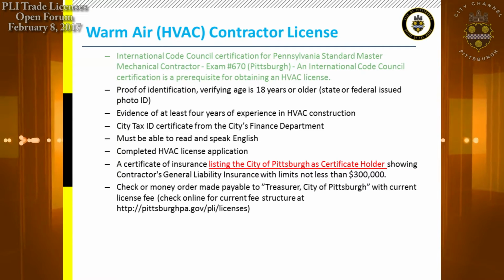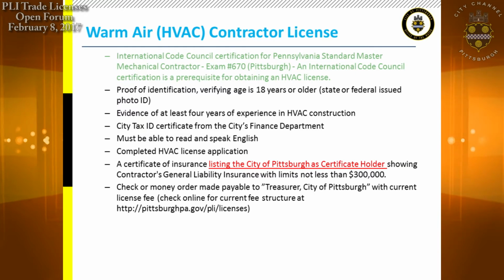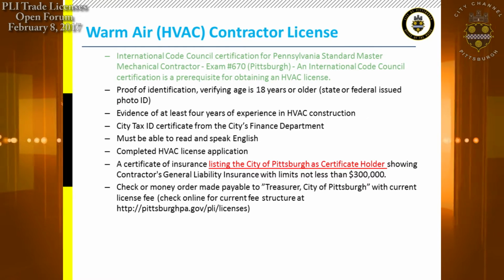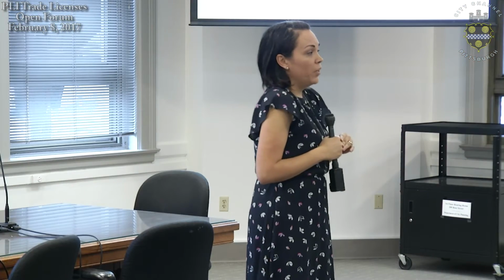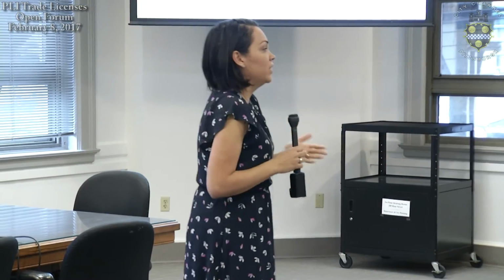Proof of identification or photo ID, state or federal issued. This is because the ordinance requires that we verify that all license holders are 18 or older. And I understand that a lot of times you come to the counter and ask, why are they asking me for this? They know I'm older than 18. But we have to make sure that these documents can speak for themselves. So if someone opens that file, by only looking at the information, they'll know that this person is 18 or older, okay?